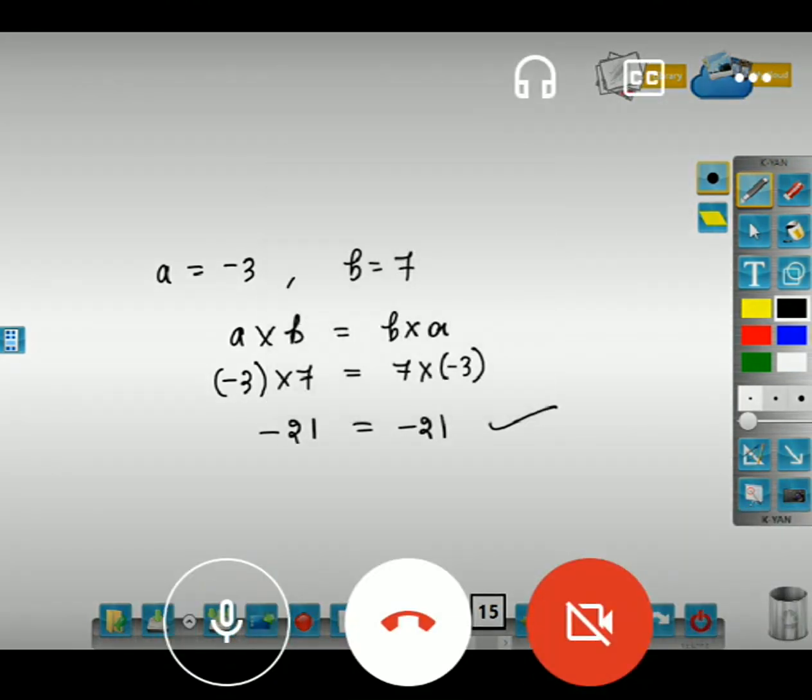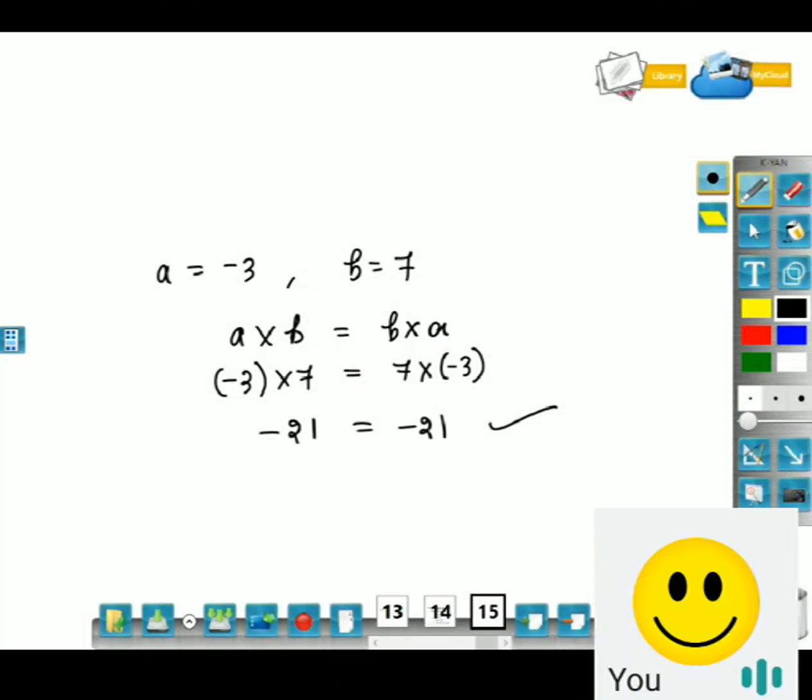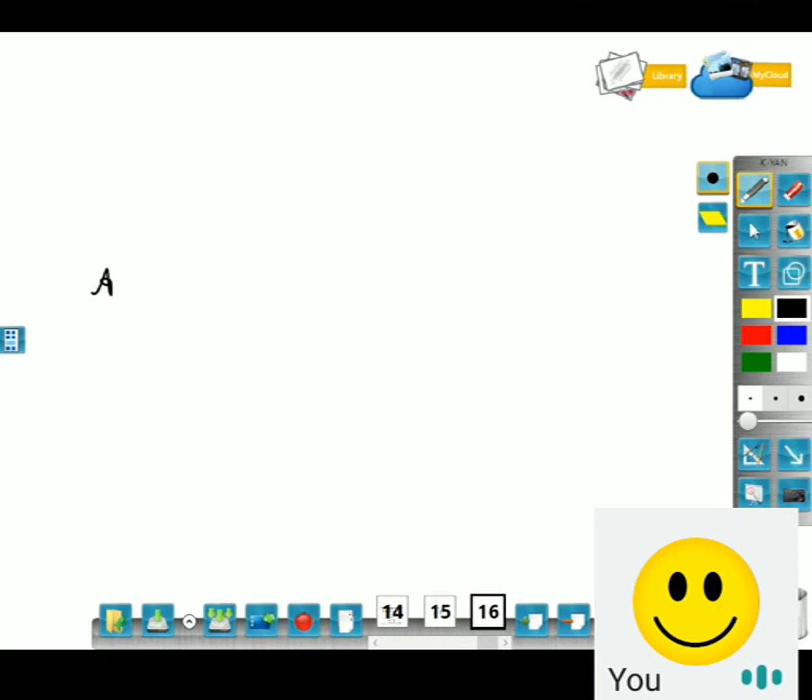So let's check for associative property. In case of associative property, we have to take three integers. So let us take them as A, B, and C. So associative property of integers under multiplication.